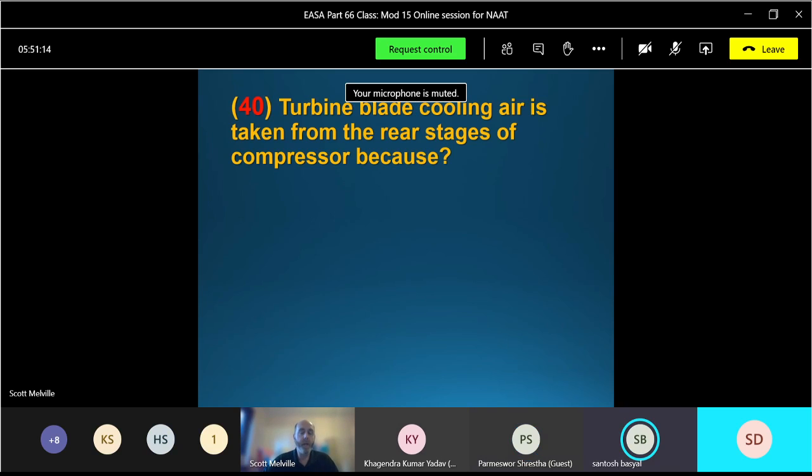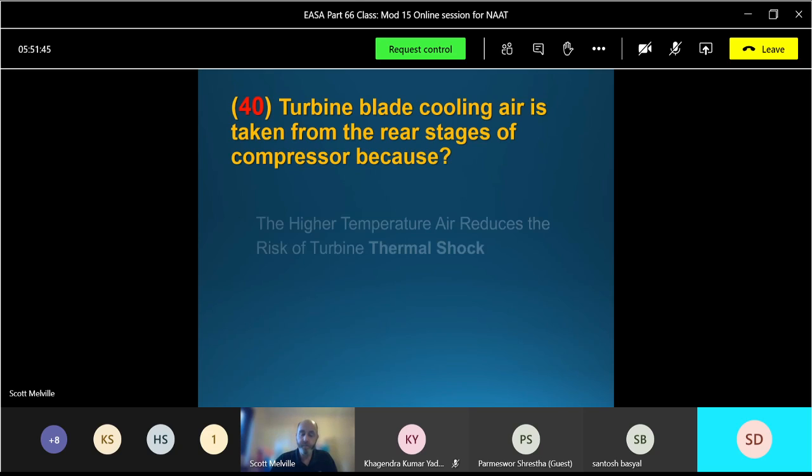Have you ever put something very cold against something very hot, like a glass? What happens? Yeah, thermal shock. Okay, you'll induce thermal shock. So by taking cooler air, which is still quite hot, from the back of the compressor, which is 500, 600 degrees, we use that as cooling air in the turbine, which is about 1500. It's already quite warm. So yes, it's a lot cooler than the turbine blades, but it will reduce the chance of thermal shock, okay?